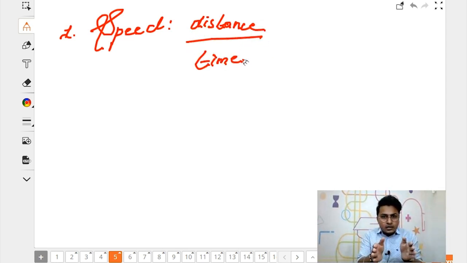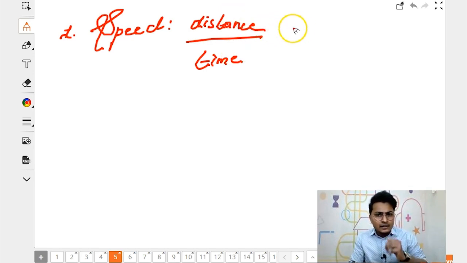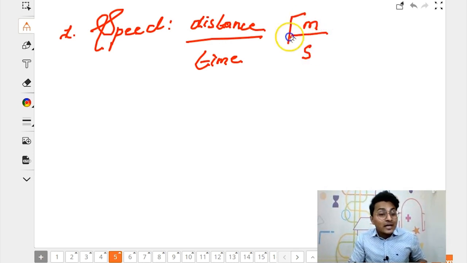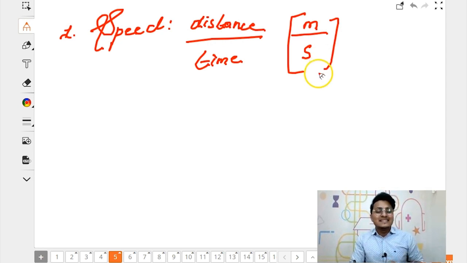If I have an object, how much distance it is covering in 10 seconds or 15 seconds or 20 seconds, that will give me my speed. And the SI unit of speed will be, obviously, distance is measured in meters and time is measured in seconds. So the SI unit of speed is exactly correct. It is meter per second.